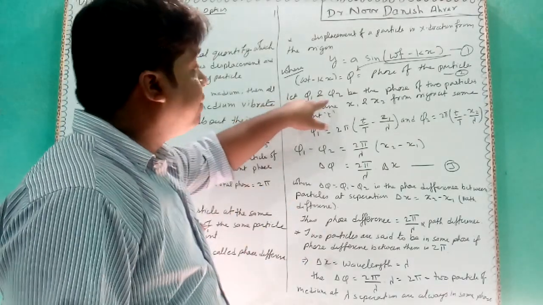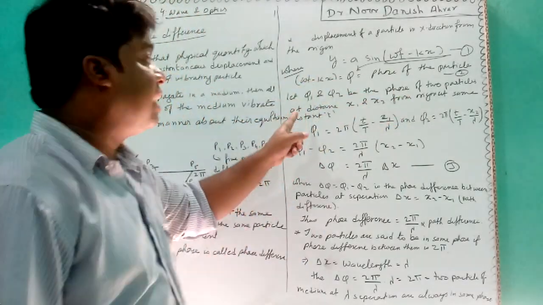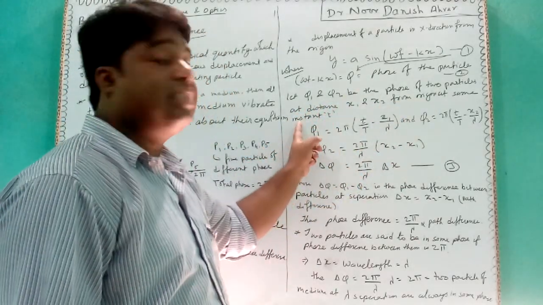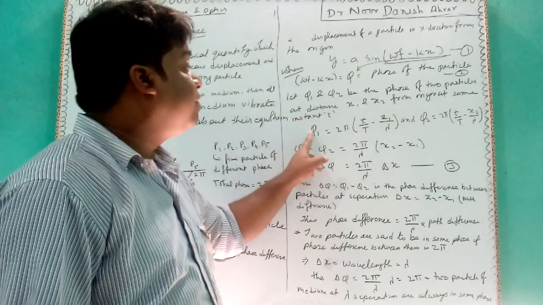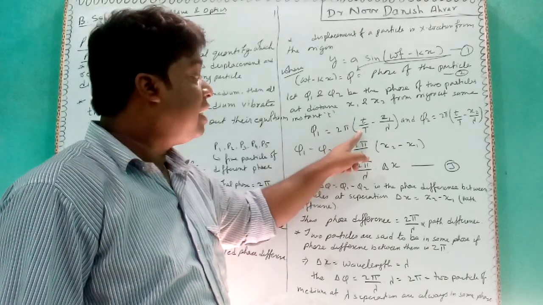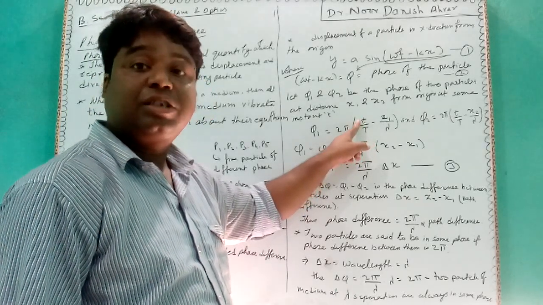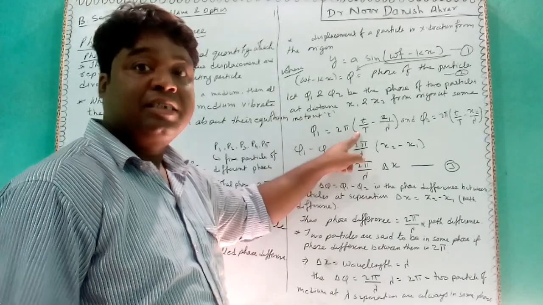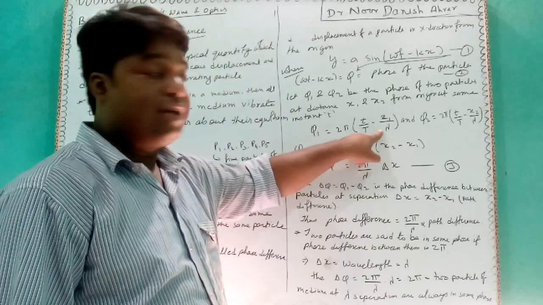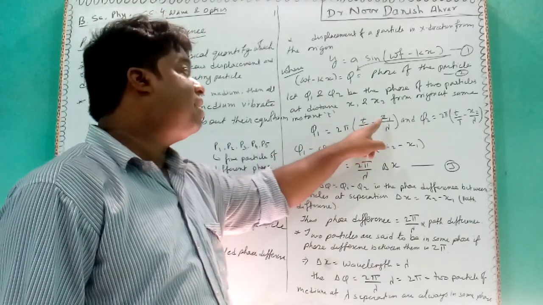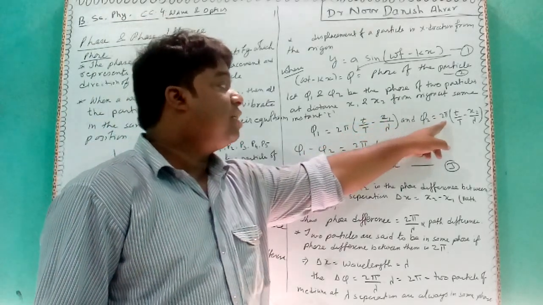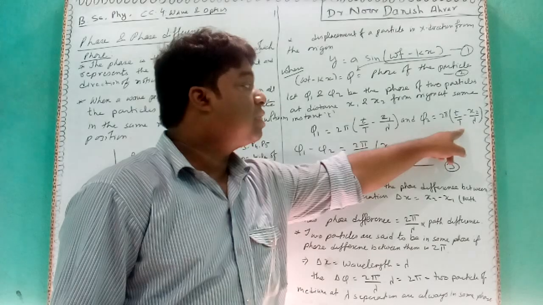Let φ1 and φ2 be the phase of the two particles at distances x1 and x2 from the origin at the same instant. Then φ1 can be written as φ1 = 2π(t/T − x1/λ), where small t is the instantaneous time and capital T is the time period, x1 is the position and λ is the wavelength. And φ2 will be equal to 2π(t/T − x2/λ).